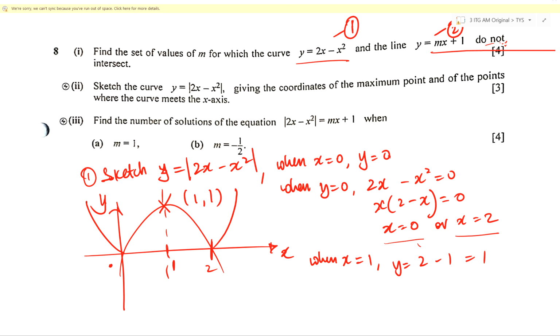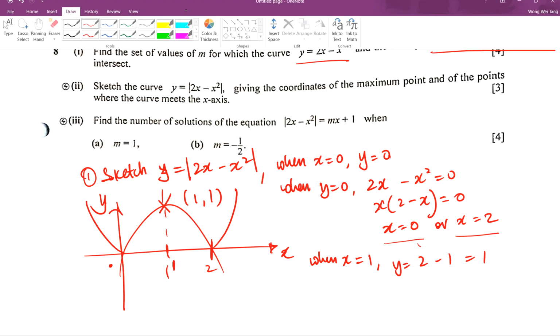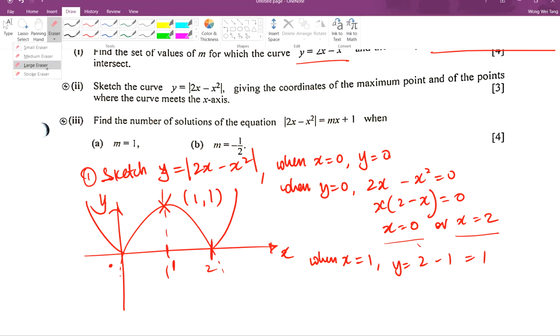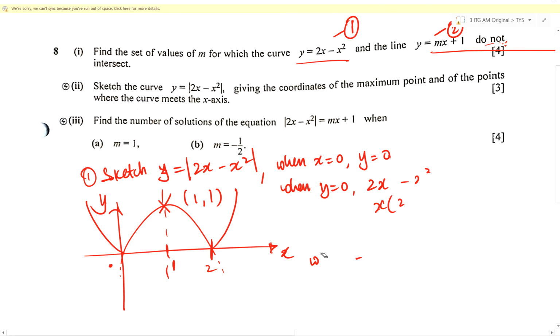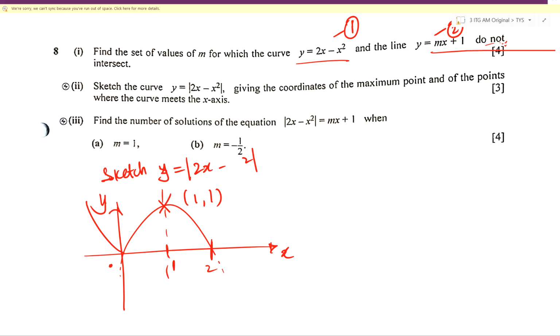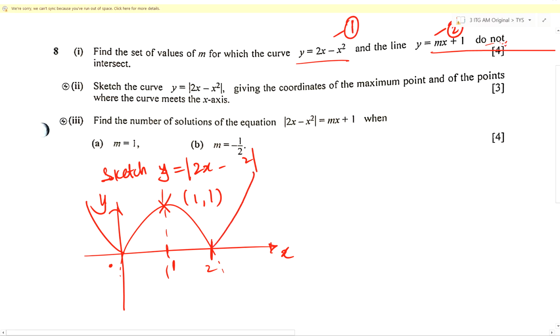Oh, okay. So here, we are almost done, but you need to erase whatever is below the x-axis. So here I have my graph of y equals modulus 2x minus x squared. Then we are ready to do part 3. If we extend our graph, because they didn't give the range, we can feel free to extend it more.